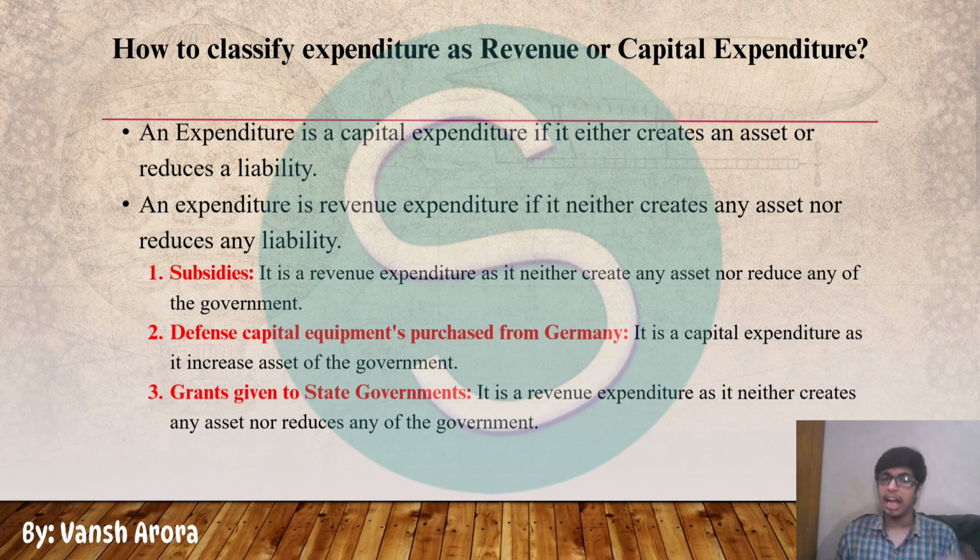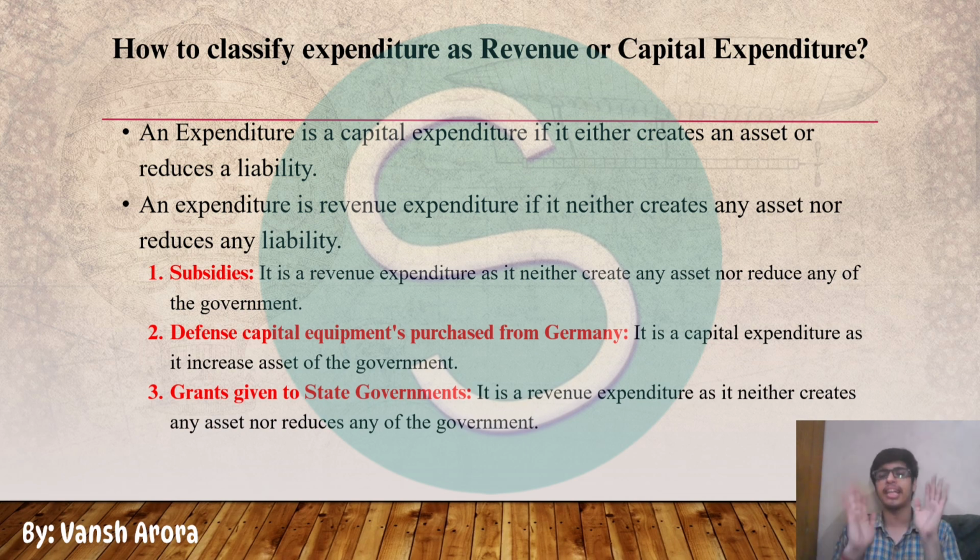On the other hand, we have revenue expenditure. An expenditure will be considered as revenue expenditure if it neither creates any asset nor reduces any liability. If it is not creating any asset for us and nor reducing any liability of ours, then it comes under the heading of revenue expenditure.